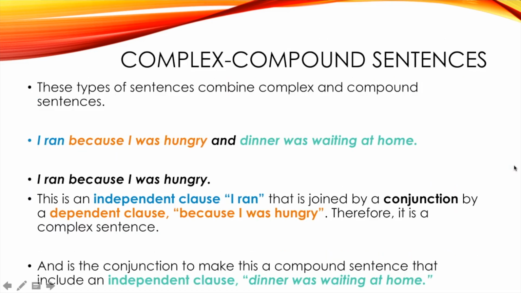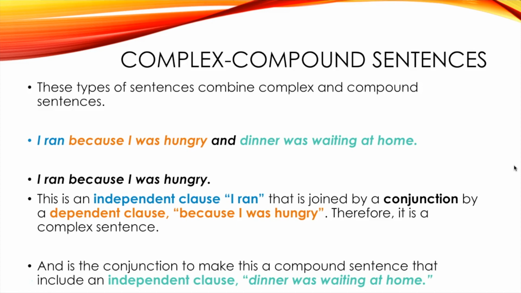Finally, we have complex compound sentences. So these sentences are a combination of complex and compound. So for example, I ran because I was hungry and dinner was waiting at home. So it actually has 2 independent clauses and 1 dependent clause. So again, the independent clauses are in the blue and the green, like the teal color, and the dependent clause is in the orange.